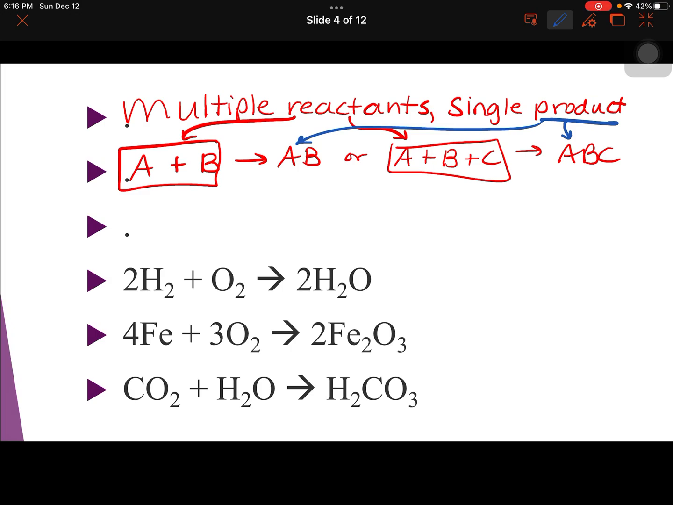So these three are just examples of synthesis reactions that are down here. So this first one, this would be the synthesis of water, right? Hydrogen plus oxygen gas produces water. This would be the formation of rust. Iron reacts with oxygen in the atmosphere to form iron 3 oxide. And this is what happens when you carbonate water. So when you make a carbonated beverage, sodas, seltzers, right?